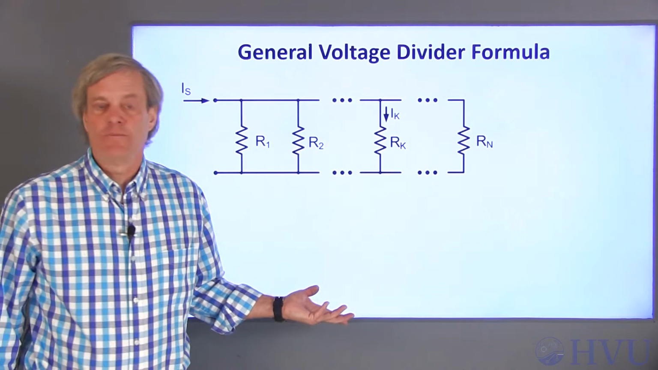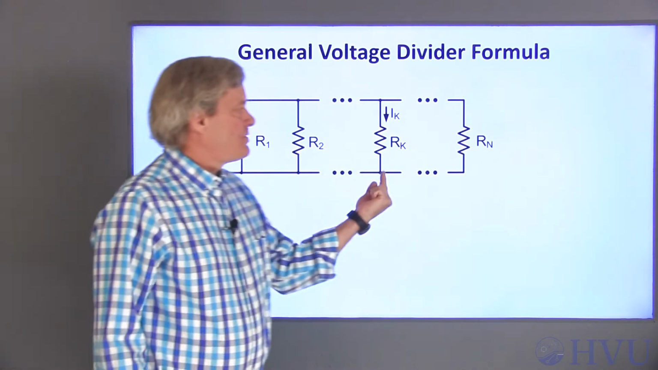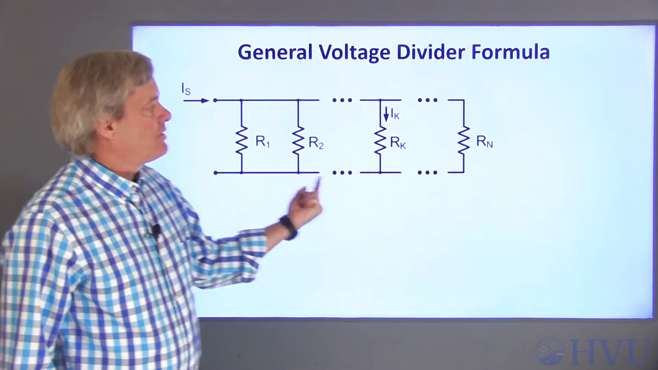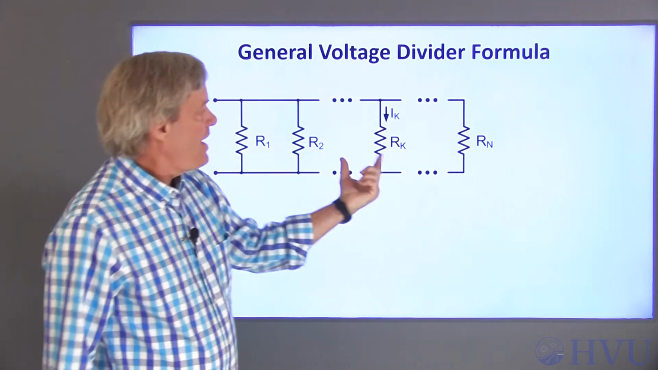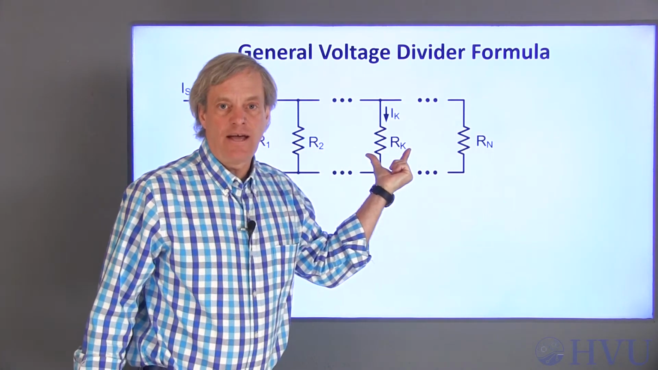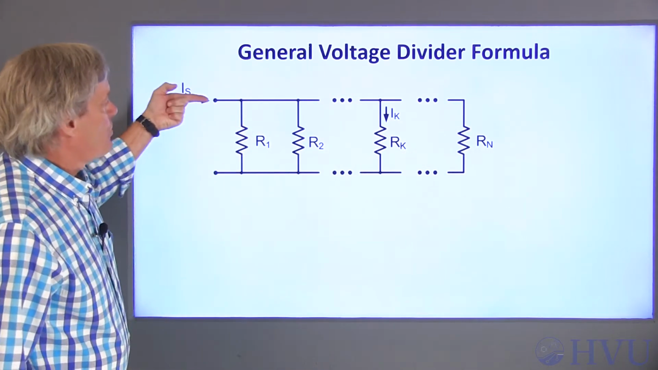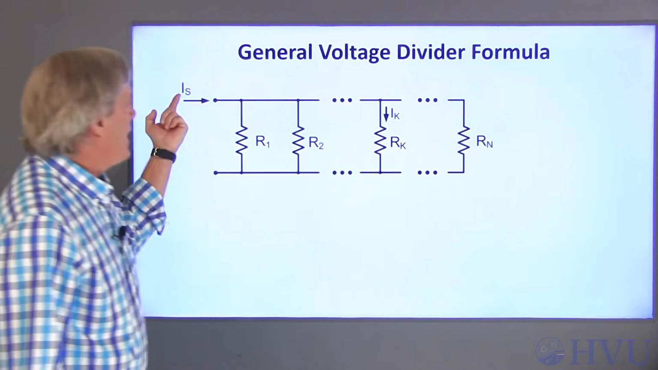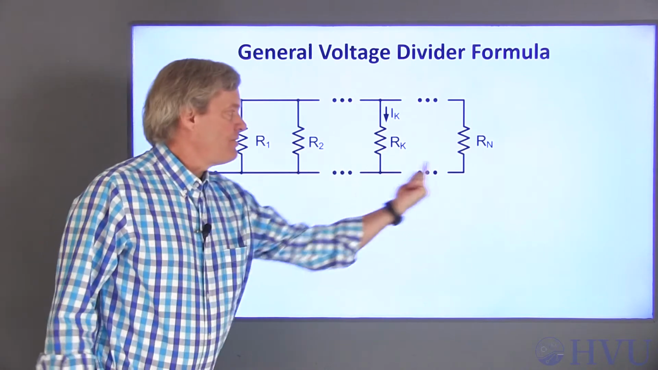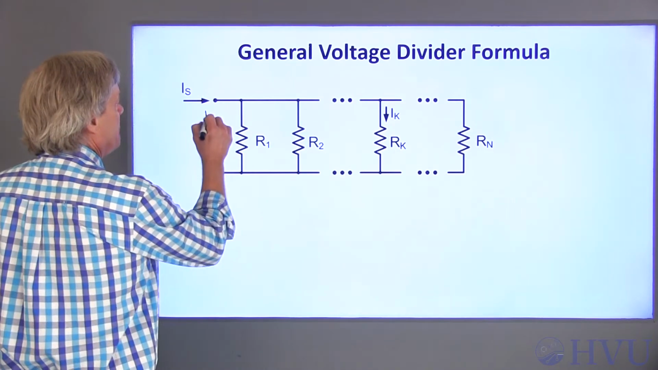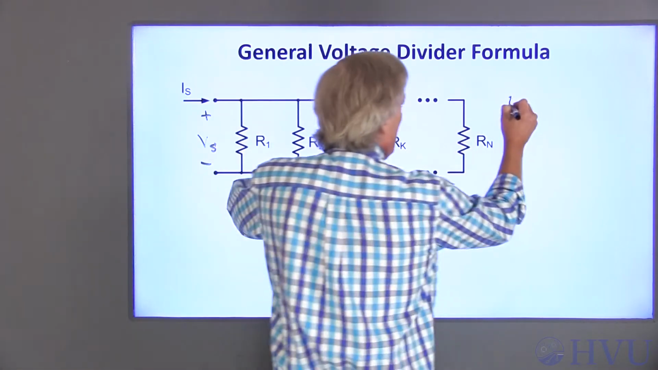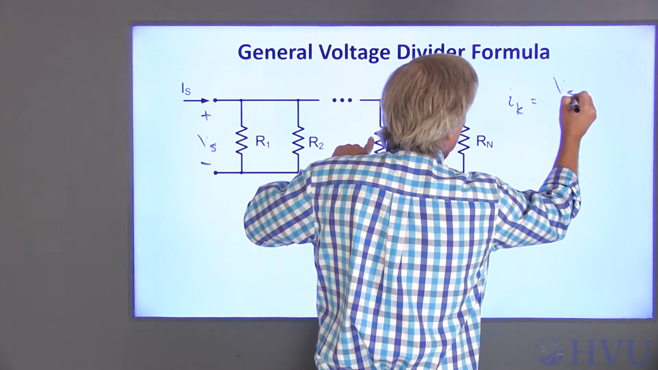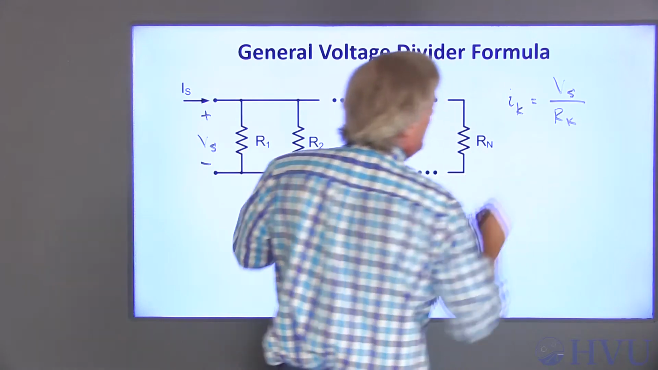We have n resistors in parallel, R1, R2, up to Rn. I want to find the current I sub k through the kth resistor in that combination if I know the total current into the resistors, I sub s. Since these are in parallel, they all share the same voltage difference, V sub s. Now, I sub k is equal to V sub s over R sub k.